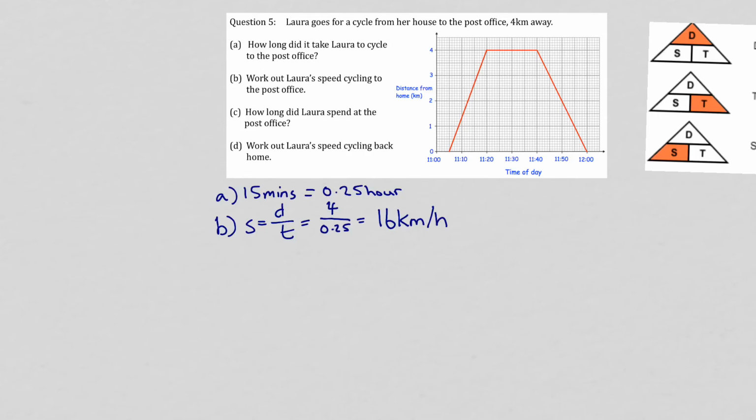Okay, for part C, we're asked how long did Laura spend at the post office? Well, she's stationary when she's at the post office, or assuming she is. That starts once the line becomes horizontal and stops once it stops being horizontal and has a diagonal line beginning. So we see here she gets to the post office at 20 past 11 and she leaves the post office at 20 to 12 or 11:40. So the difference between these two times is 20 minutes.